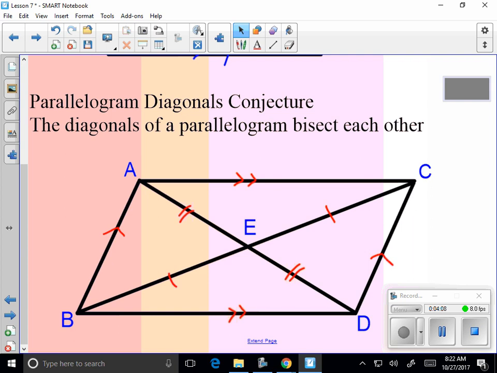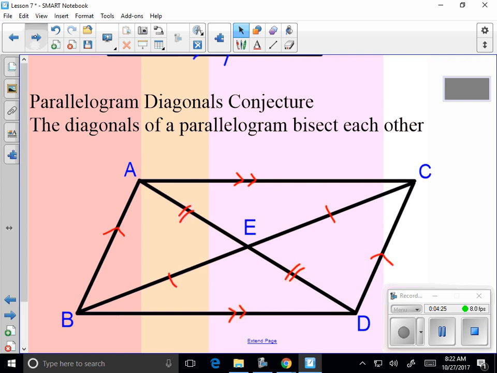Is that true in a square? Well, is a square a parallelogram? Yeah. Is it true in a rectangle? Yeah. How about a rhombus? Yeah. How about a kite? No. No, because it's not a parallelogram.